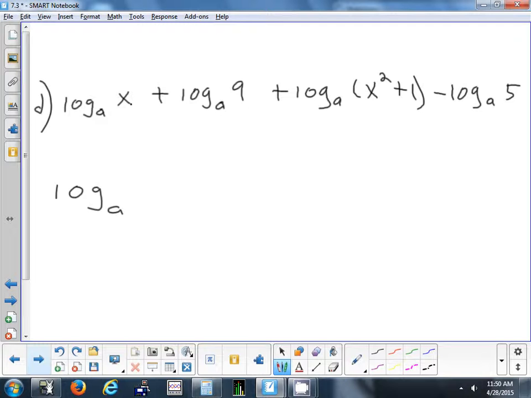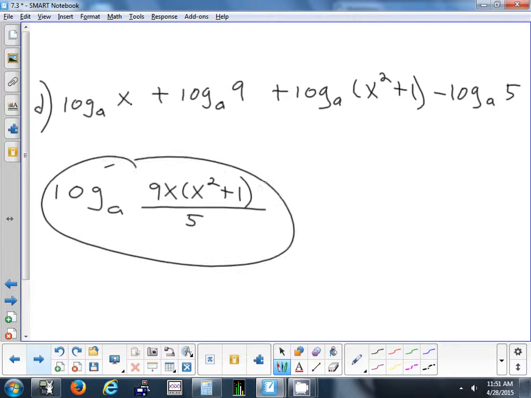Multiply them together. I'm going to say 9 times x, I'm going to write it that way, times x squared plus 1. I multiplied the 9, the x, and the x squared plus 1 because they had plus signs originally. Now how about minus 5? What does minus mean? Division. What are we going to divide by? 5. You're dividing by that last argument in the log. That's it. That's the whole problem.